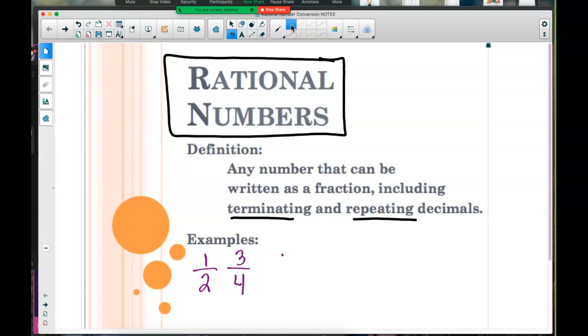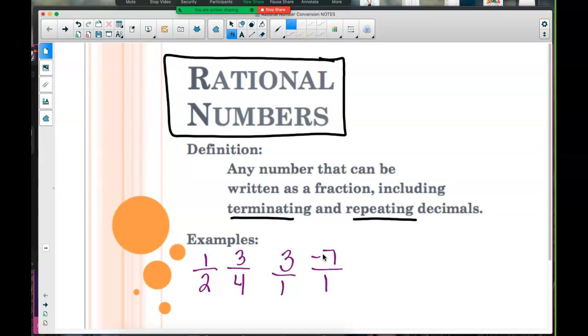How about 3? Do you think that's a rational number? Sure, how do I write the number 3 as a fraction? Put 3 over 1. So that's a rational number. Okay. How about -7? Is that a rational number? Yeah, because I could put -7 over 1.